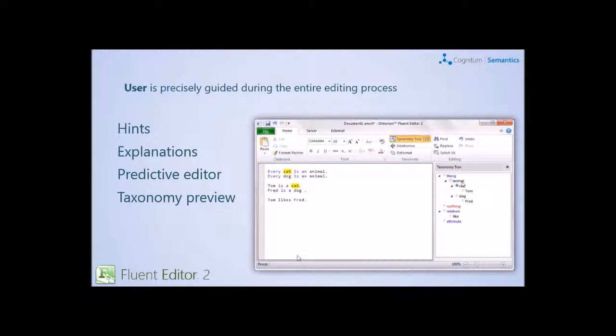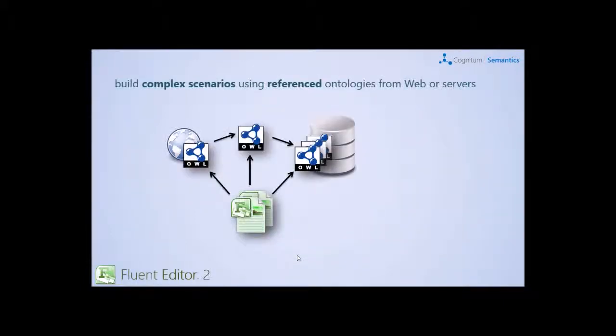And also inside the Fluent Editor, a reasoner is incorporated, using which it is possible to make CNL queries to the ontology. So the idea behind Fluent Editor is to integrate it with the existing semantic web. It's a program that you can use to model ontologies, but also to refer to all kinds of other ontologies on the web, locally, or on your database.